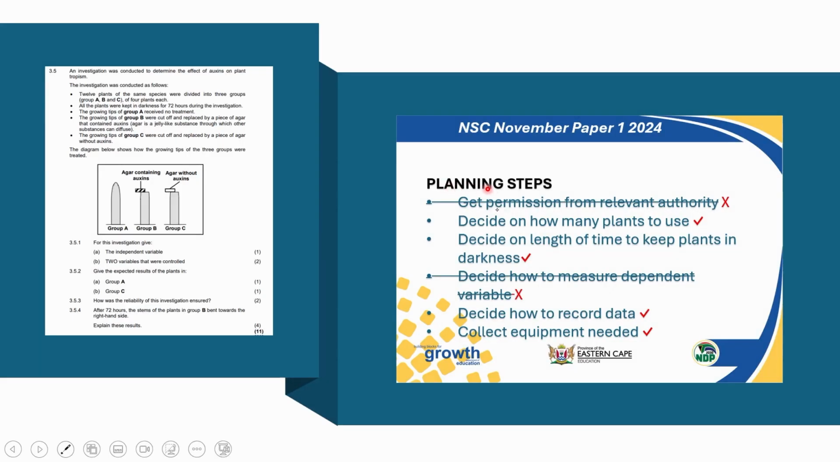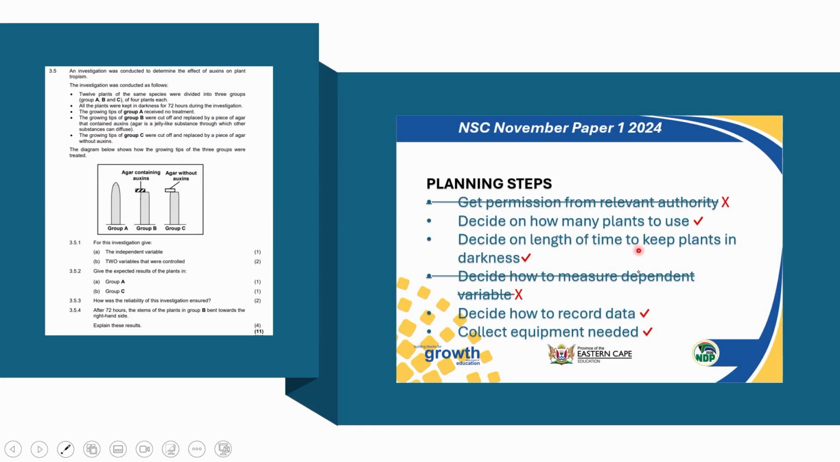Firstly, getting permission is irrelevant for this question because we are investigating plants. Therefore, only the following steps are relevant. Deciding on how many plants to use, deciding the length of time to keep the plants in darkness, deciding on how to record the data, and collecting equipment that is needed. For instance, in this investigation, they needed to make agar jelly, with and without auxins so that they had it for the investigation.